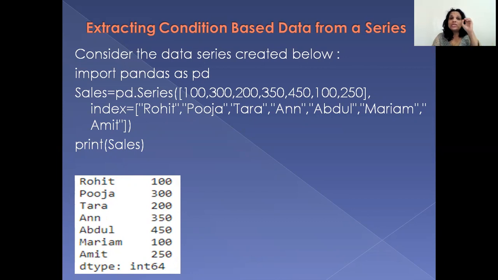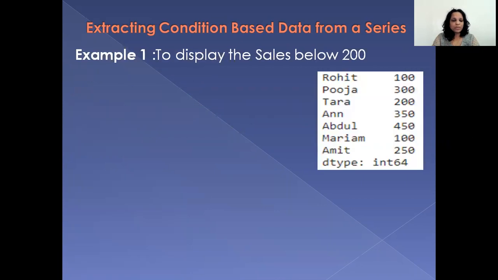How do I extract only certain values from the series, not based on position or labeled index, but based on certain conditions? What if I have to display the series where the values of sales are below 100? Now in this one, I'm only talking about Rohit and Mariam. I'm talking about only these two people because their sales are low. Then how do I access these elements?